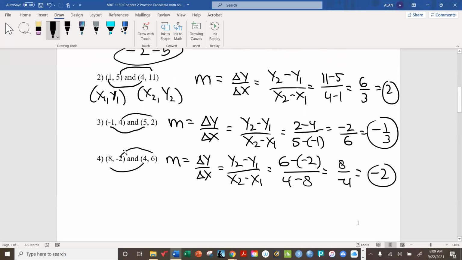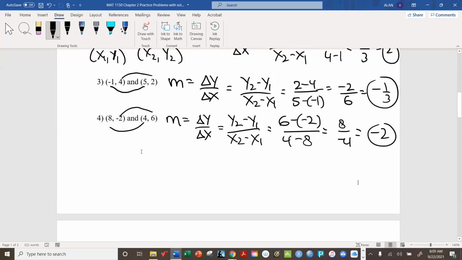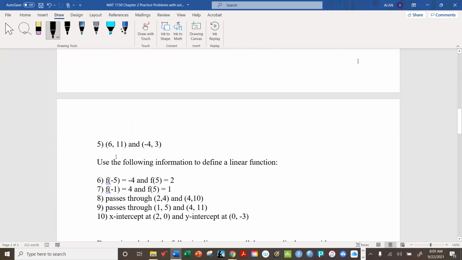So I'll give you a minute to catch up in case you need it, and then we'll do the last one. All right, one more, and then we can carry on to something else.